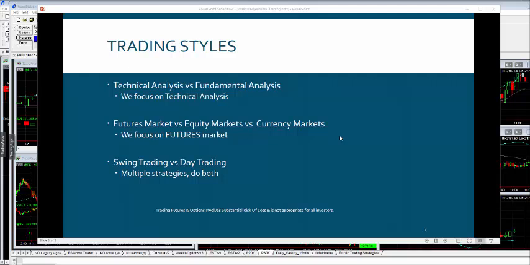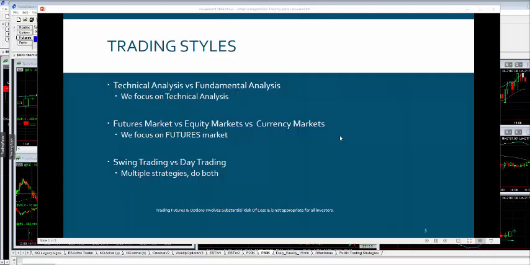The futures market versus equity versus currency markets, so that's just the markets that are traded, right? So you have the futures market, which would be commodities, broad-based index futures. You have the equity markets, which would be stocks, ETFs, and then currency markets, which would be currency pairs that you would trade. We focus on the futures market, in particular on the 10-year note and the S&P E-minis.